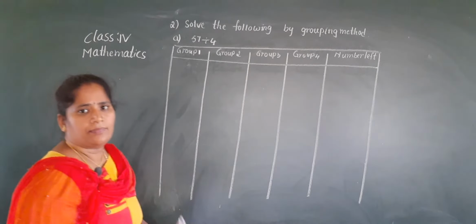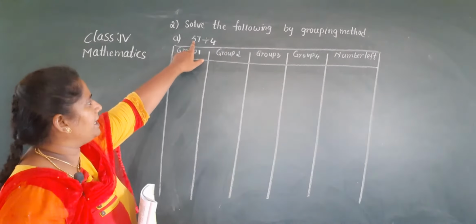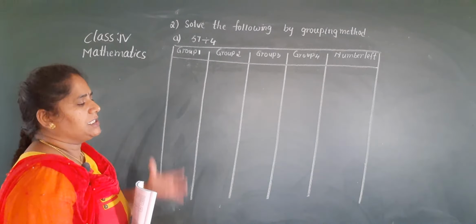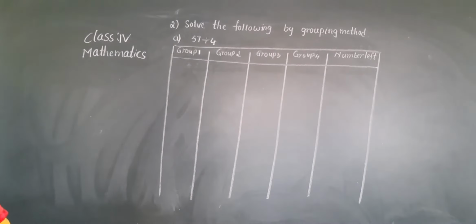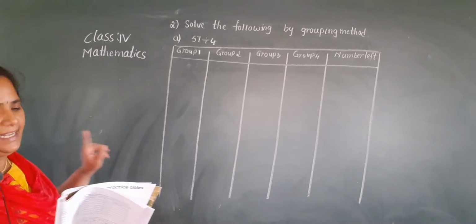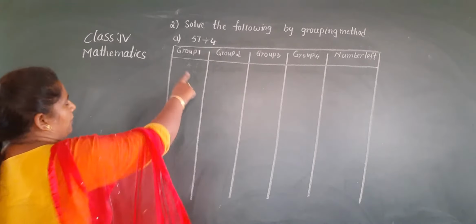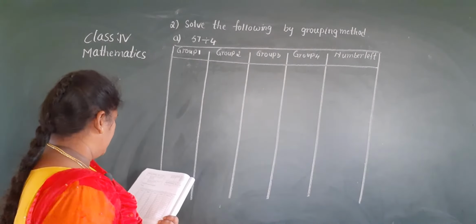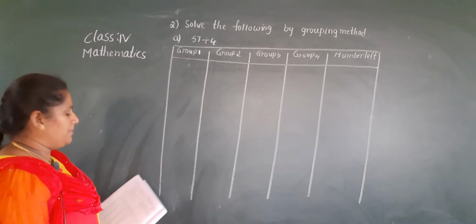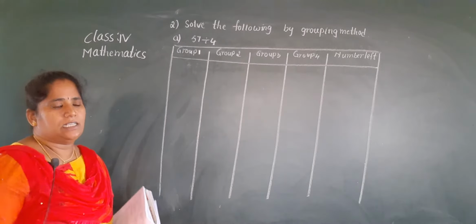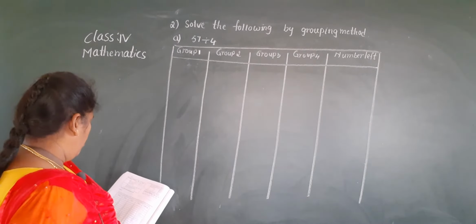Okay? Yes? Okay, first one, how many is there? 57. So I'll take 57 and I will distribute this. First make 4 groups with 1 in each group. That means group 1, group 2, group 3, group 4 like that. And next distribute the numbers 1 by 1 to each group until the number left is 0.